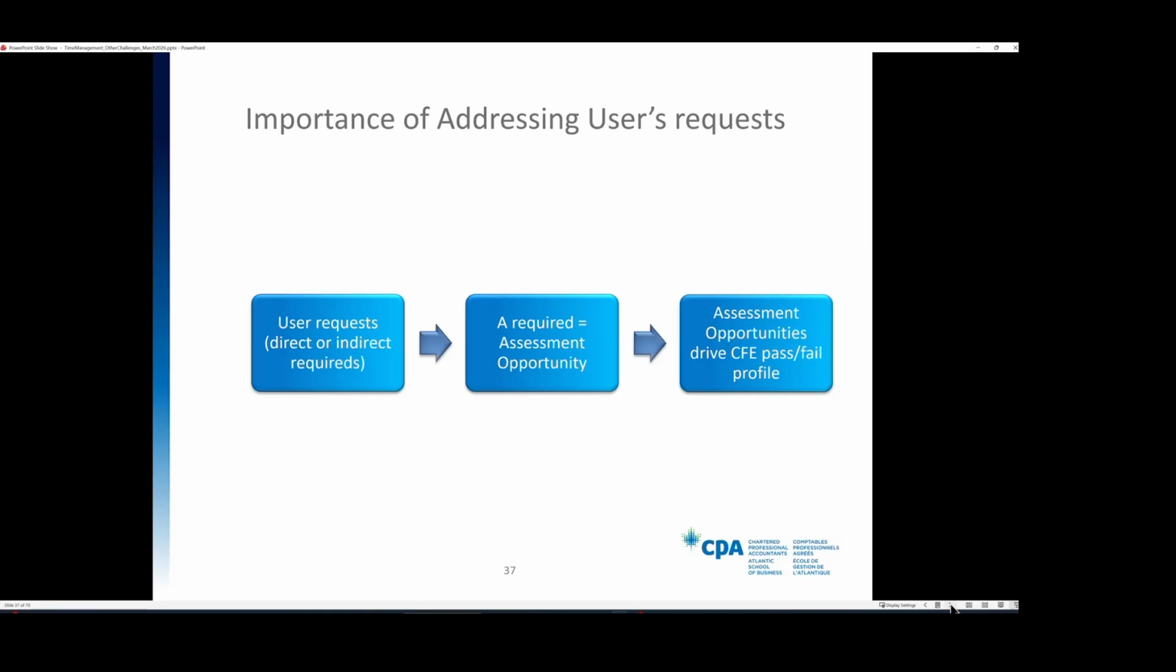What's the importance? How important is it to address each of those users' requests? Well, whether it's direct or indirect, that is a required. A required is an assessment opportunity. And your performance against those assessment opportunities determines whether you meet the requirements for level 1, 2, 3, and 4. So they determine whether you pass or fail.